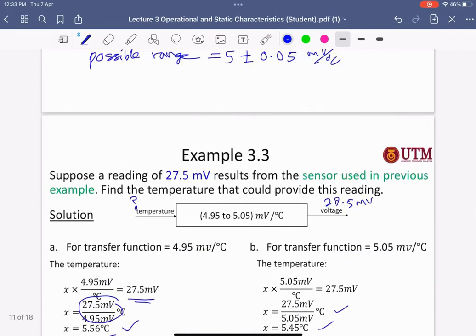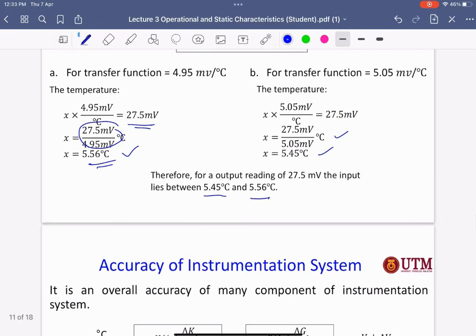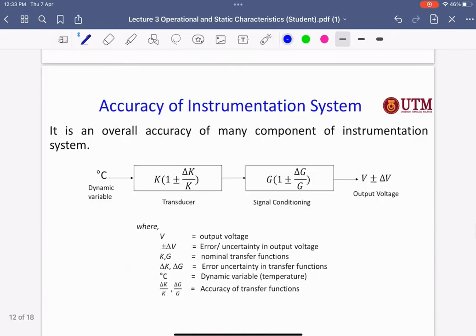All right. The previous example we just talked about only covered a sensor or transducer itself. When we talk about the accuracy of the instrumentation itself, you need to derive some of these formulas. For example, you have the input that you want to detect, which is the degree, and the output of the instrumentation can be a voltage. The transducer itself can have an error, and K is the nominal transfer function, or sometimes we call it a gain.